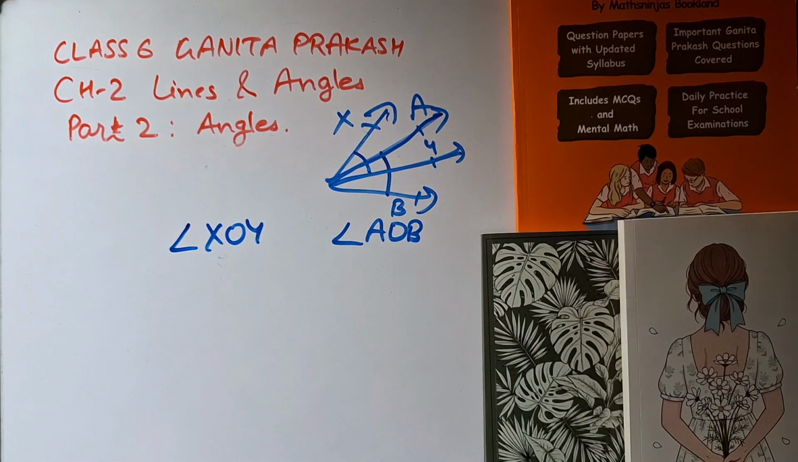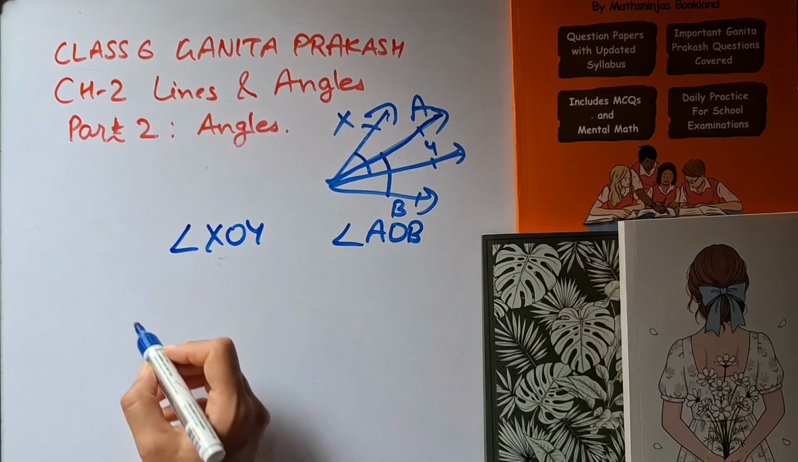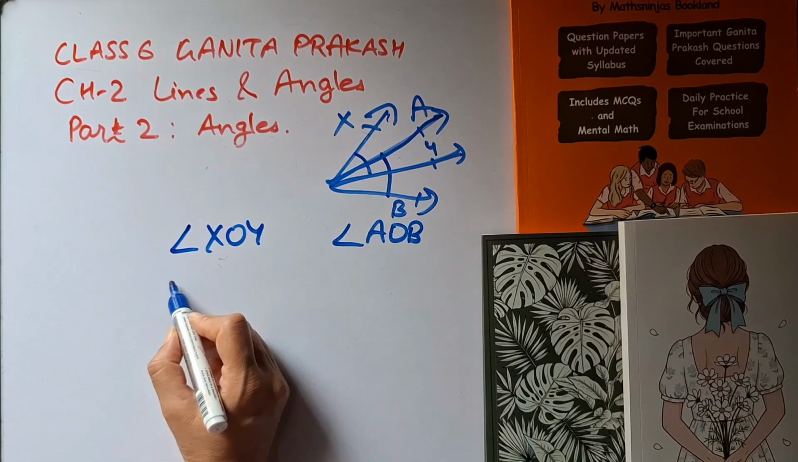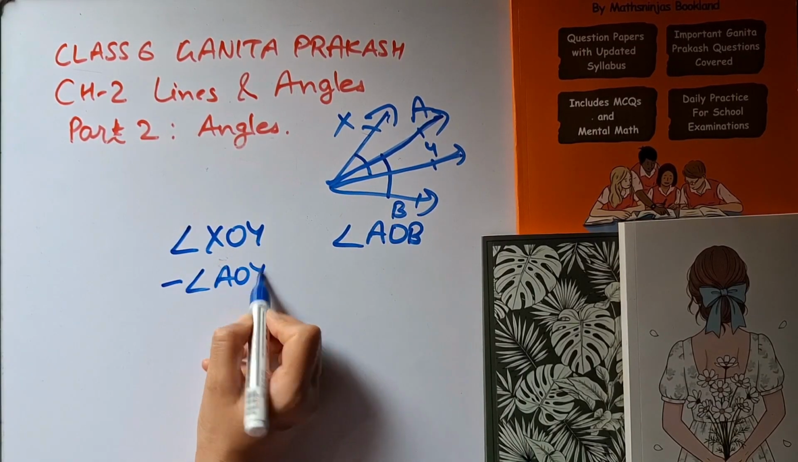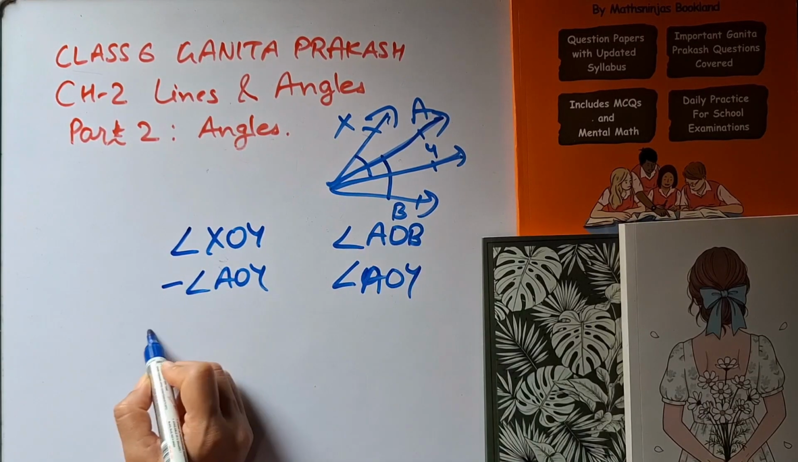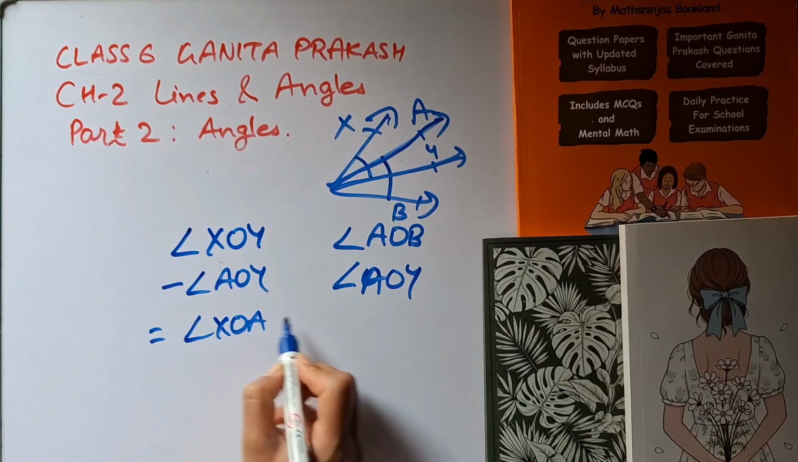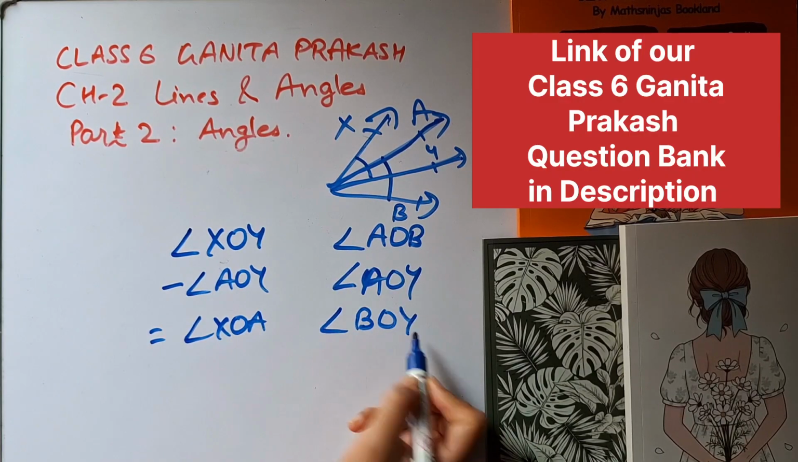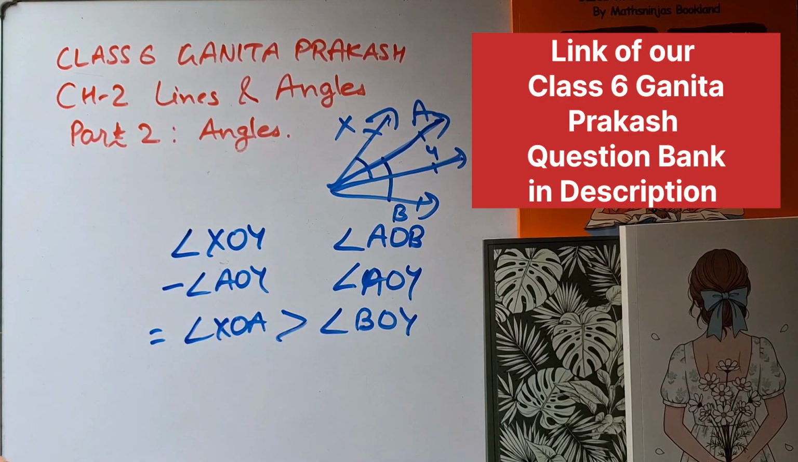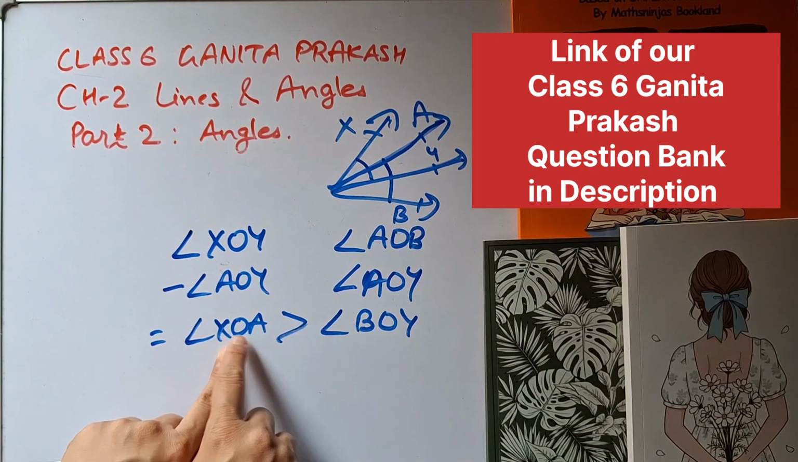So how do we write it? We have to check this, and we remove AOY. Okay, and what do you get here? You get XOA, and here you see BOY, and you see that this is greater. It can be checked that it is greater by superimposition, because now you can check XOA and BOY.